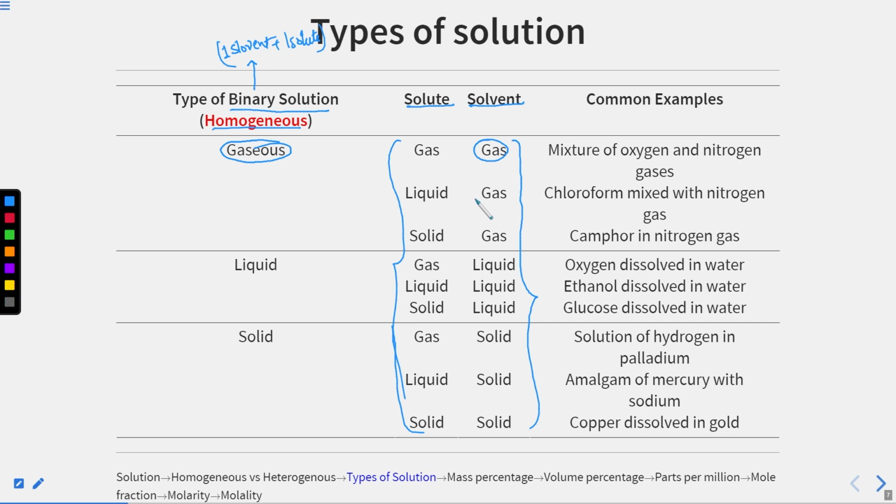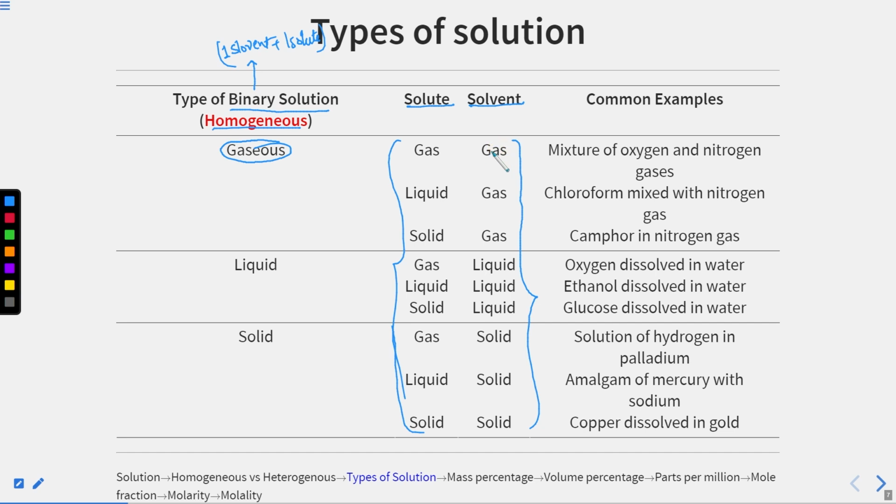So if the solvent is gas, the solution will be in gas phase. If the solvent is liquid, the solution will be in liquid phase. And if the solvent is solid, then the solution will be in solid phase. This should be kept in mind: the phase of the solution does not depend on the solute, it totally depends upon the solvent, right? So you will always remember this thing. The solvent will decide the phase of the solution that we are having. So let us start our examples.